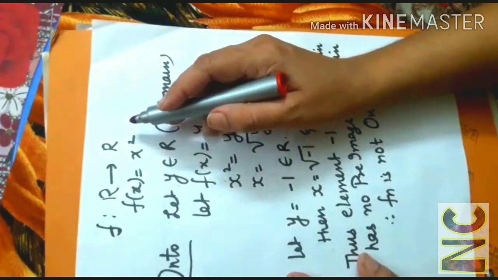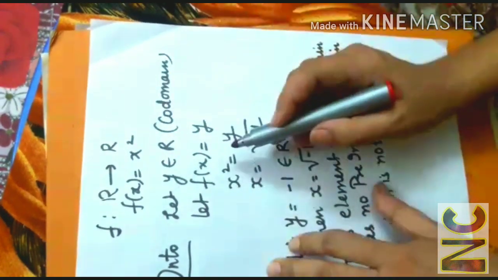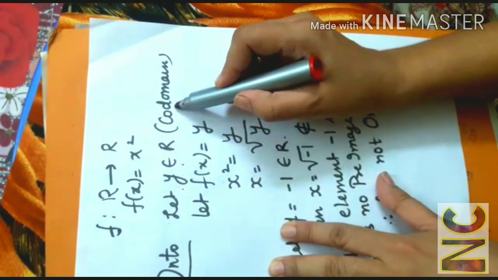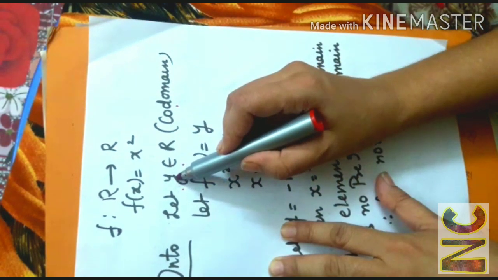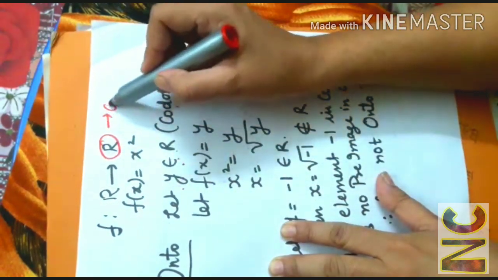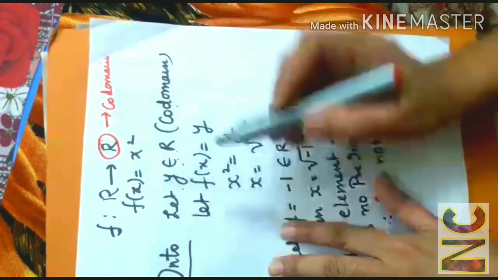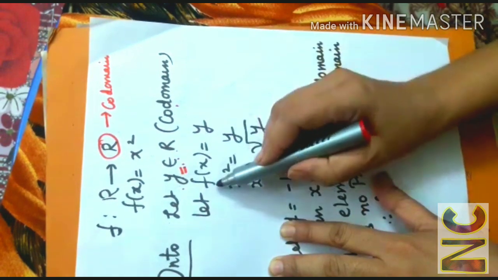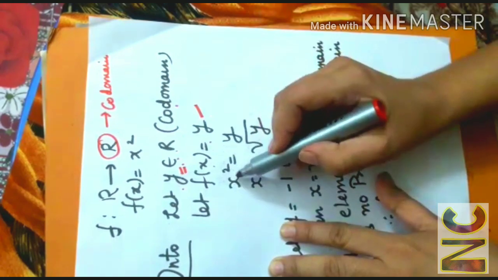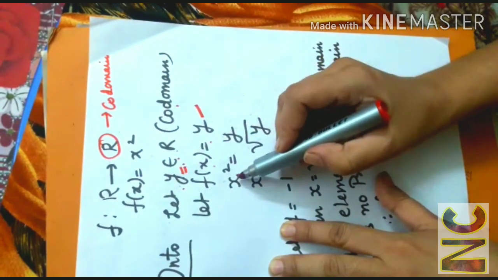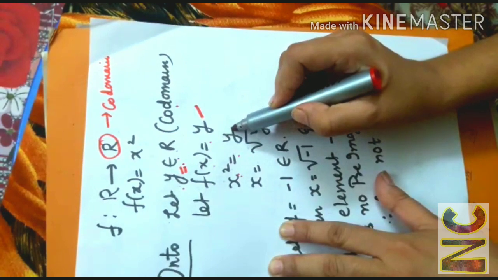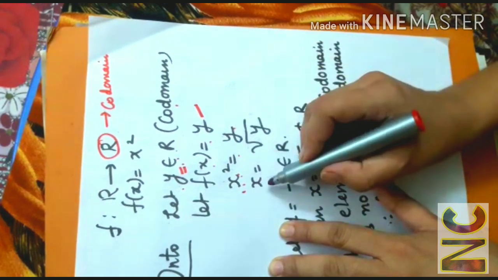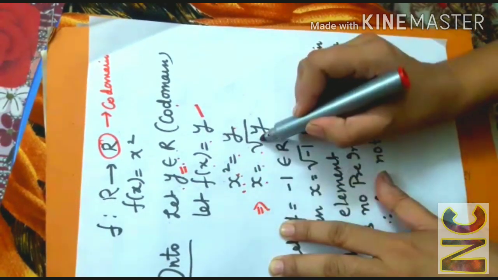Now let's check whether this function is onto or not. To check the surjectivity, I take any element in the codomain. So here I take y belongs to R. This is the codomain. And let the pre-image of this y be x. So f(x) is equal to y. f(x) means x squared. So we have got x squared is equal to y. And again at this stage I'll express x in terms of y. So I'll get x is equal to square root of y.